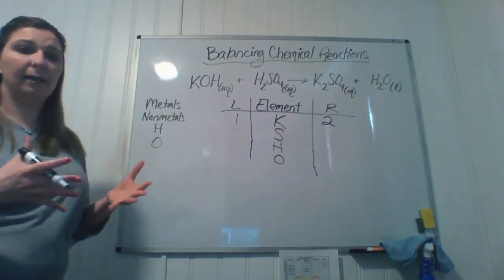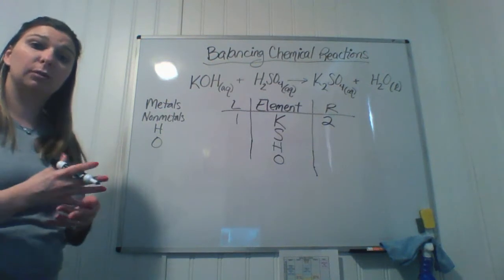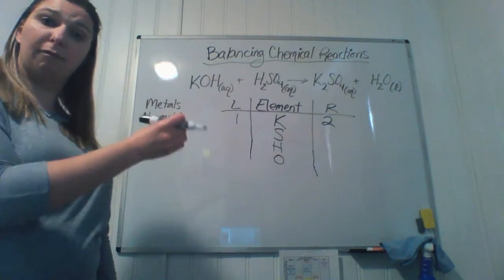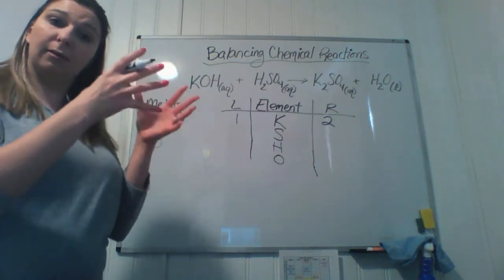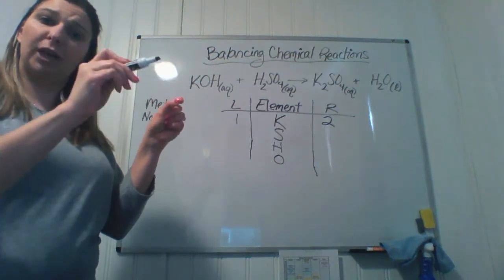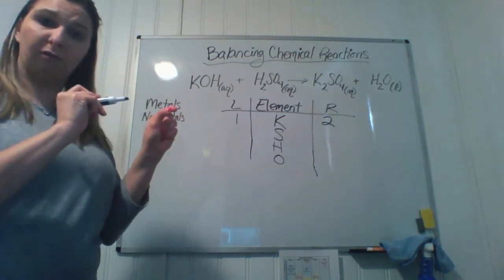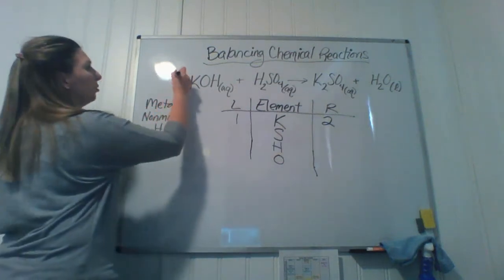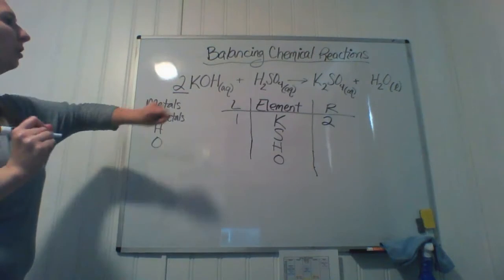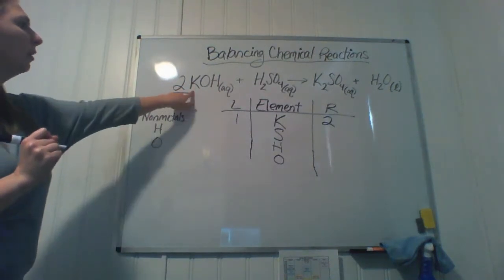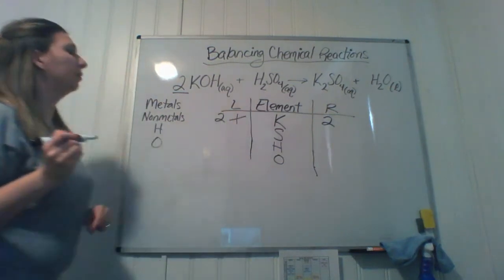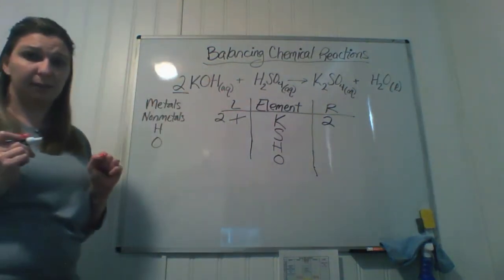So in order to balance, what we are going to be adding is what's called coefficients. And the coefficient is the number that goes in front of the compound's chemical formula, and then that number gets distributed to each atom within the chemical formula. So by putting a 2 here in front of the KOH, now this tells us that there are 2 potassiums here. So now our potassiums are balanced.